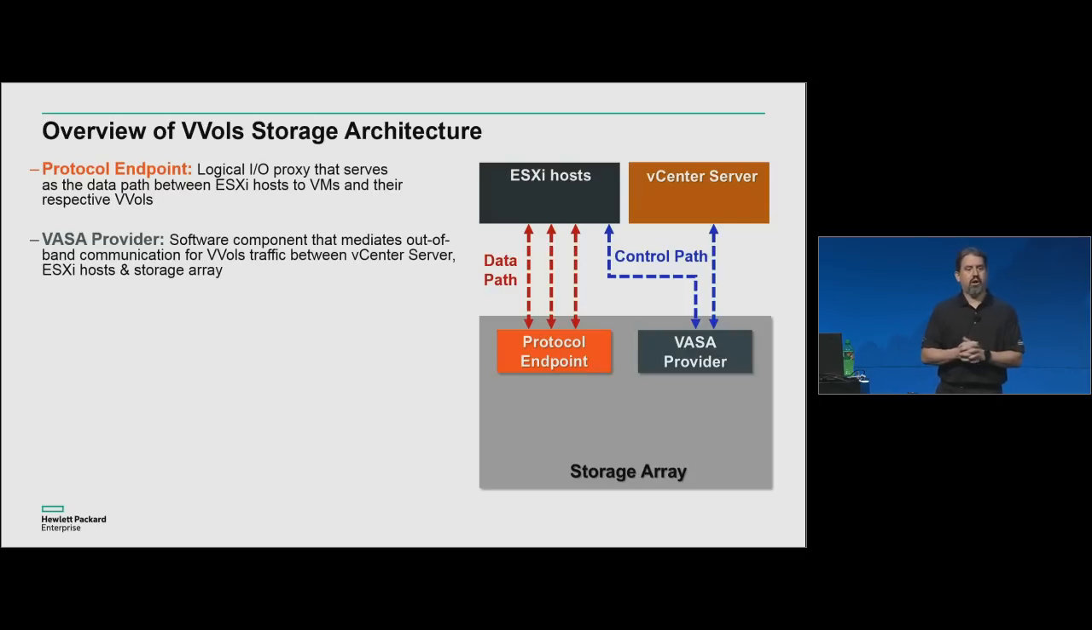The VAS provider, that is our out-of-band control path. So certain operations we do with VVols require us to go through that VAS provider component to do things like looking up sub-LUN, secondary LUN IDs on the storage array to bind to VVols. That VAS provider can be either an internal or an external VAS provider.